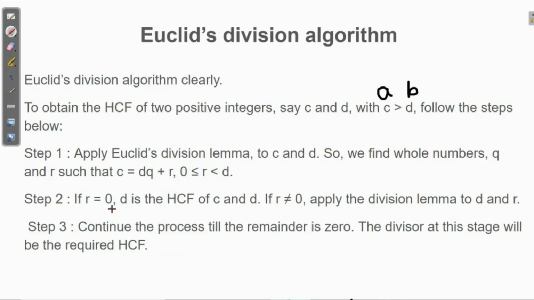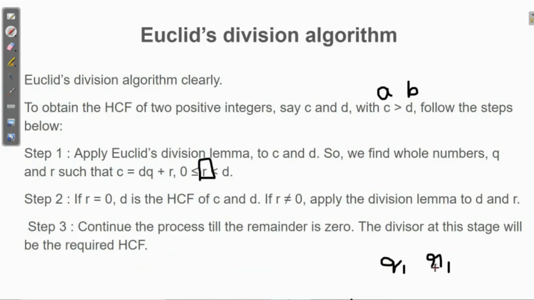If R is equal to 0, D is the HCF of C and D. If R is not equal to 0, then again apply the lemma. This process continues until the value of R becomes 0. So first, I will perform the step with C and D, and then I will obtain, say, Q1 and R1, quotient 1 and remainder 1. I'll check if R is 0. If R is 0, I will conclude that the HCF of C and D is D.